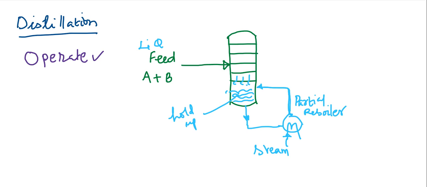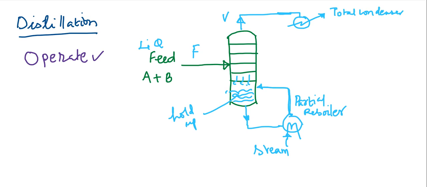Okay. This is known as a partial reboiler. The vapor goes up and comes out from the top of the tower. So this is vapor. This is feed F. The vapor coming out of the top of the tower is sent to a condenser. Now this condenser, let us assume, is a total condenser.